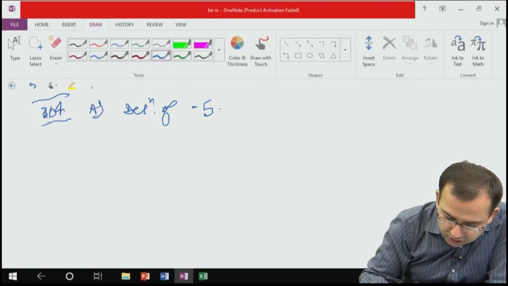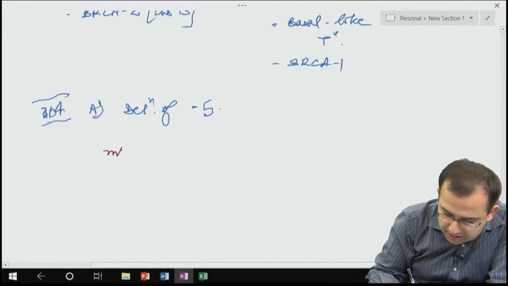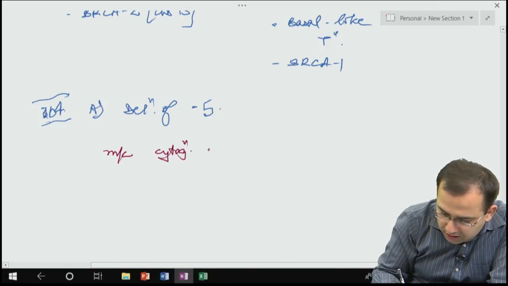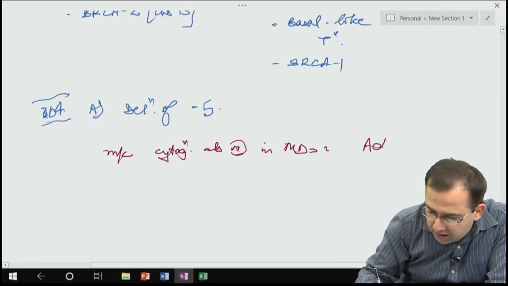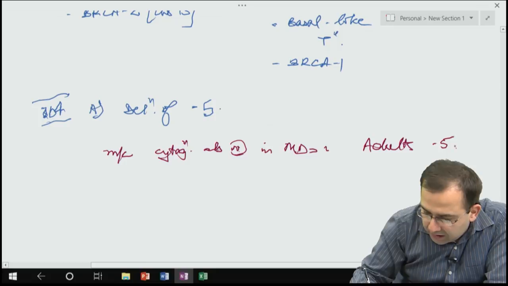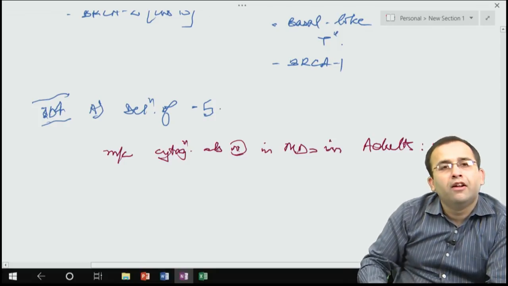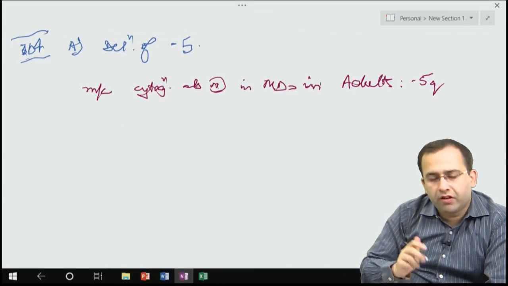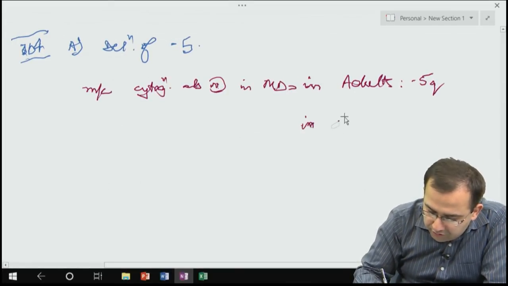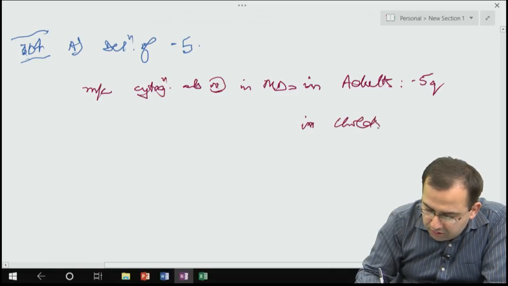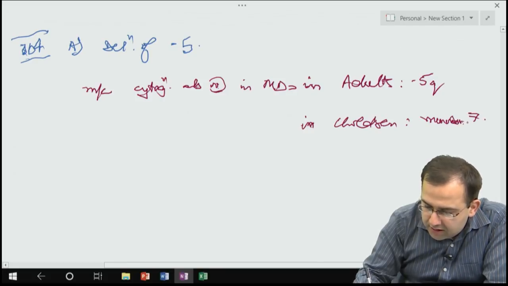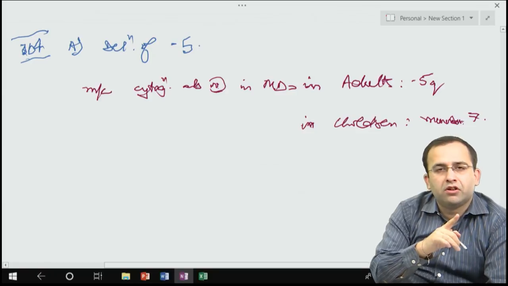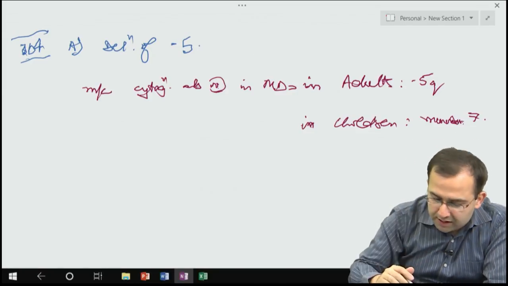Next point, this is usually seen in adults. So I can rephrase this as the most common cytogenetic abnormality in MDS in adults is again isolated deletion of chromosome 5, that is minus 5q, the long arm. Versus in children, where the most common is monosomy 7. So adults, deletion of long arm of chromosome 5; children, monosomy 7.